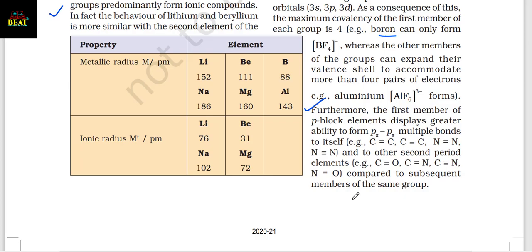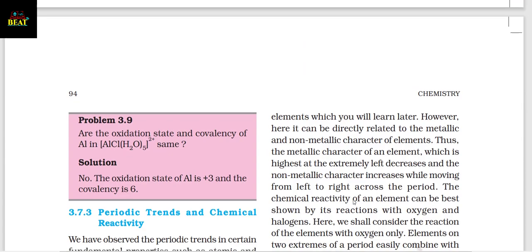Furthermore, the first member of p-block elements displays greater ability to form pπ-pπ multiple bonds to itself, example, C=C, C≡C, N=N, and N≡N, and to the other second period elements, example, C=O, C=N, C≡N, and N=O, compared to subsequent members of the same group.